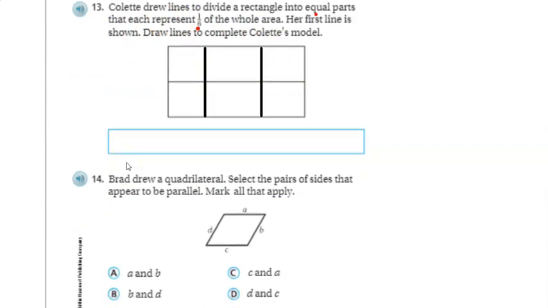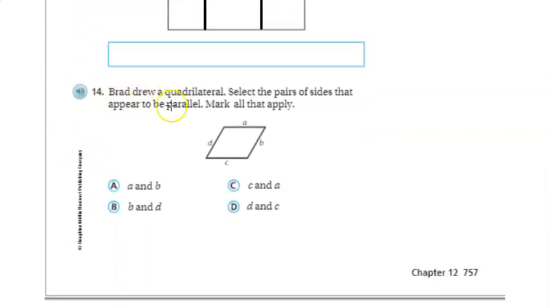All right. We're going to move on to 14. Brad drew a quadrilateral. Here's his quadrilateral. Select the pairs of sides that appear to be parallel. Mark all that apply. So this is actually called a parallelogram because none of the sides will ever intersect.